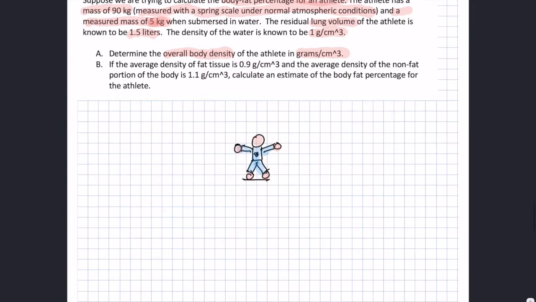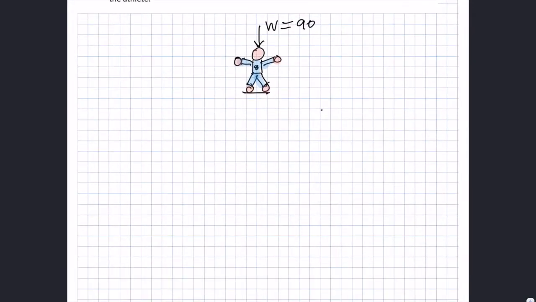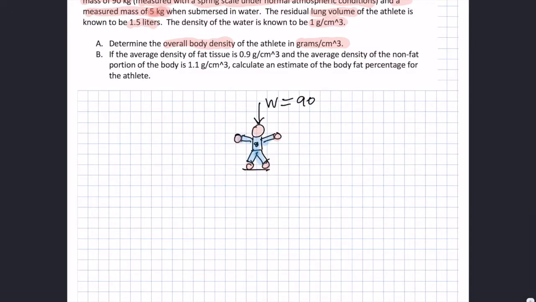Okay, so let's get started with that. Step 1 is a free body diagram. In this case, it's actually a body. So what are the forces that are working on the body? We're assuming that in this particular case, the body's immersed in water. We know there's a weight force due to gravity, so I'll draw a W moving down. We also know what that value is. It's 90 kilograms times 9.8 meters per second squared.